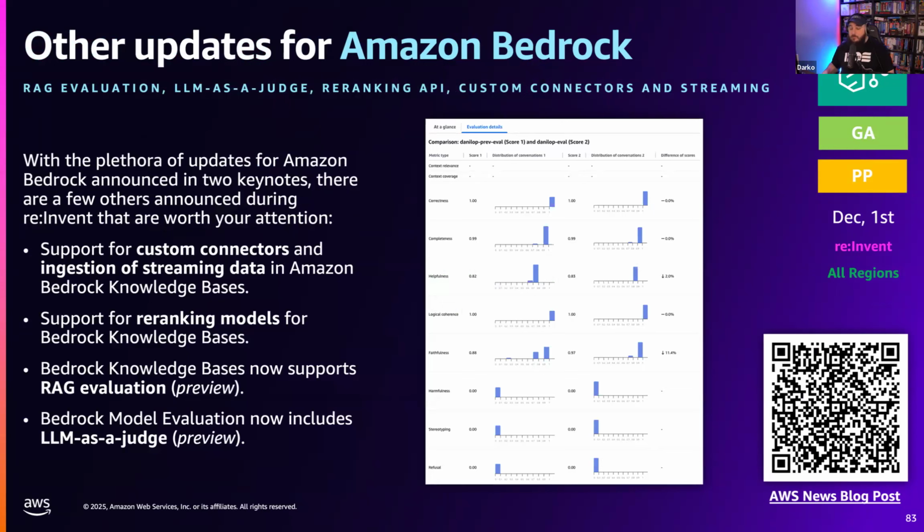There are additional custom connectors for knowledge bases. So we mentioned knowledge bases here, and a knowledge base is a RAG implementation, or retrieval augmented generation. So now you can stream data into a knowledge base. There's some additional stuff for RAG evaluation, and there's a preview of model evaluation that uses an LLM as a judge. Basically, it uses another large language model to determine the outputs of a model you're evaluating. So you're looking into things like how helpful was the response, how pleasant was the model, yada yada yada.